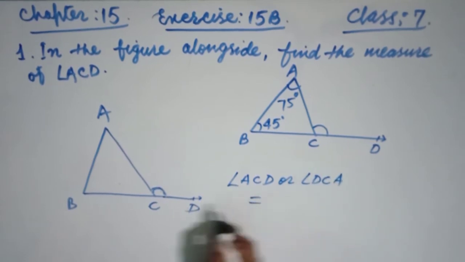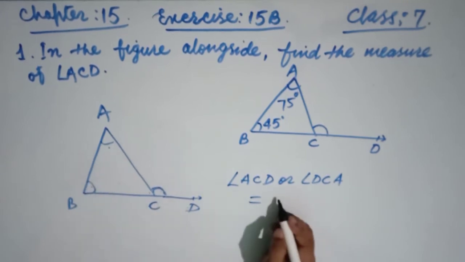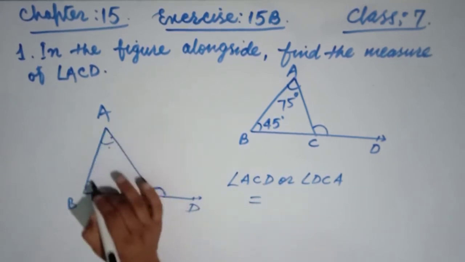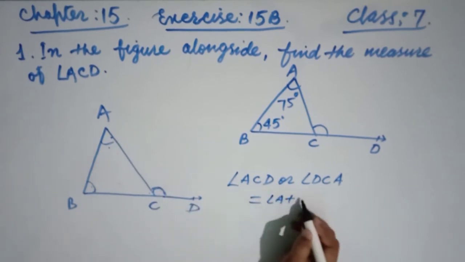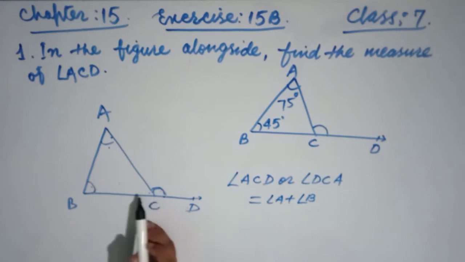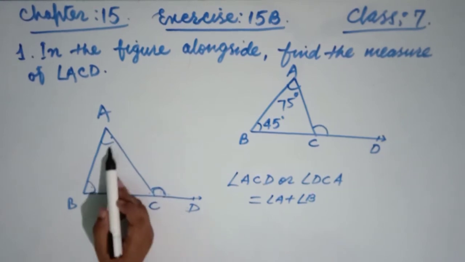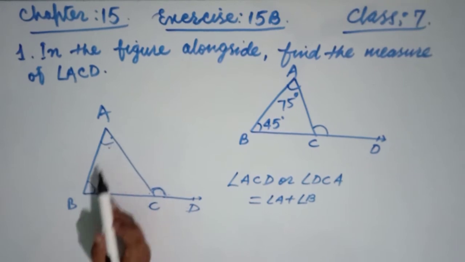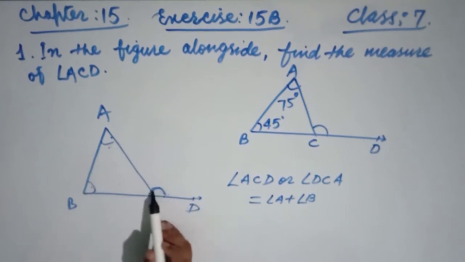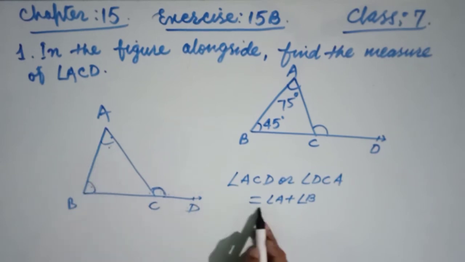So the value of this exterior angle, that means angle ACD, or rather we can say angle DCA, is equal to the sum of the two interior angles which are opposite to this angle. Sum of two interior angles means angle A plus angle B. Remember friends, I repeat once again, the exterior angle of a triangle is equal to the sum of the two opposite angles of the triangle. So the value of angle ACD is equal to the sum of angle A and B. Okay friends, I hope you will understand.